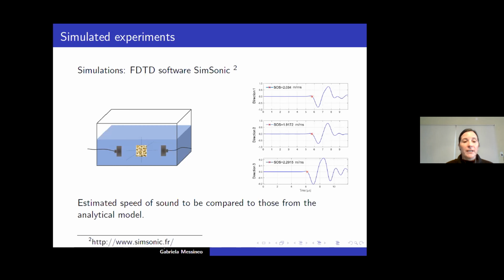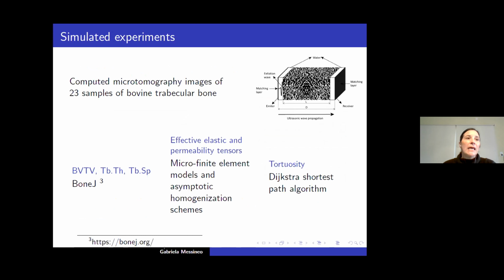And the geometries were obtained from the microtomography images of 23 samples of bovine trabecular bone. And from these simulations, the experimental speed of sound was obtained using the transmitted wave amplitude versus time data shown in the figures at right. This is the setting of the simulated experiments, where a tomography image is shown.